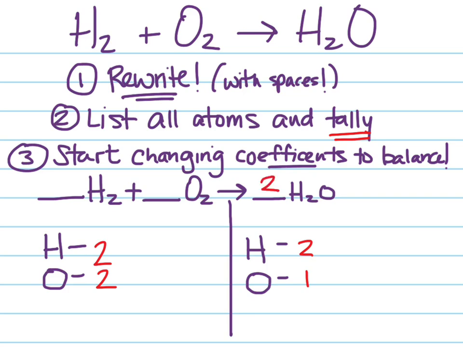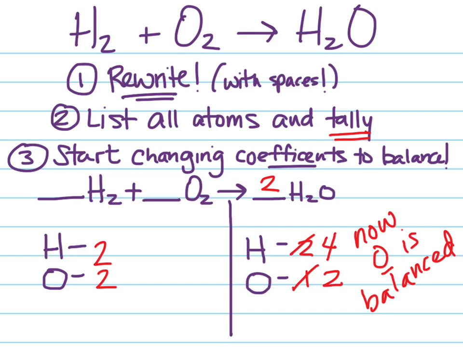So what if I make this 2 H2Os on the product side? Well, now I have to change my tallies. That gives me 4 hydrogen, because 2 times the subscripted 2 gives me 4 hydrogen. And I have 2 H2Os, which means I've got a total of 2 oxygens. Hey, oxygen is balanced now. Fantastic. Just one problem. Now my hydrogen's unbalanced, so I need to fix that.